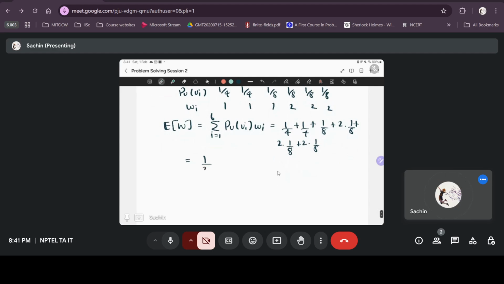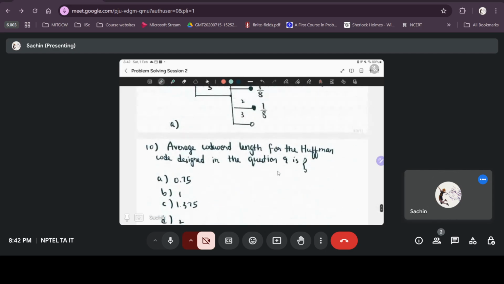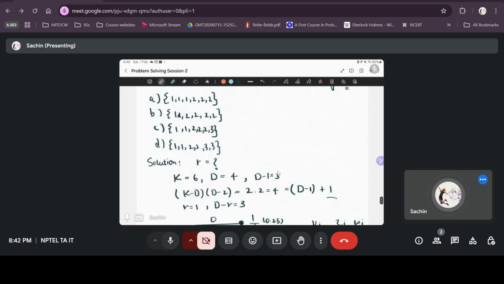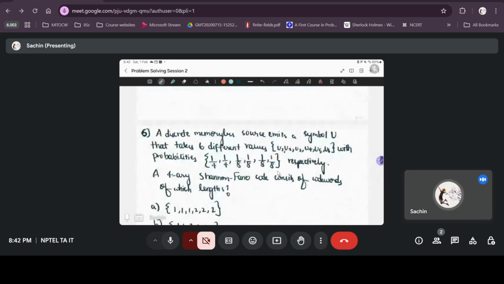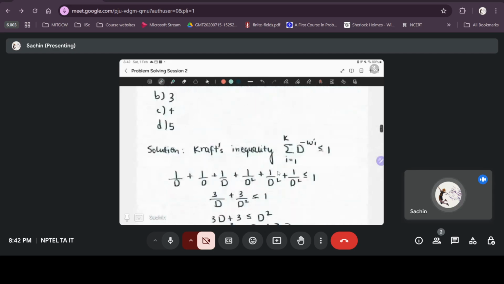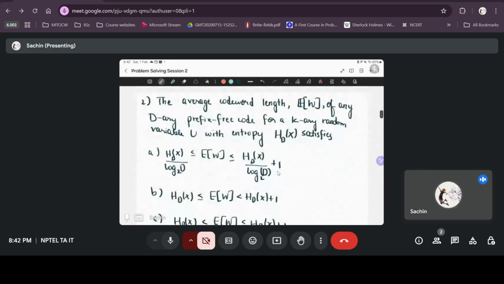which is half plus 1 plus 6, 7 by 8, which is 11 over 8, 1.375, which is option C. So the thing you have to notice here is from question number 2, you have the bounds on E of W. And what is E of W?